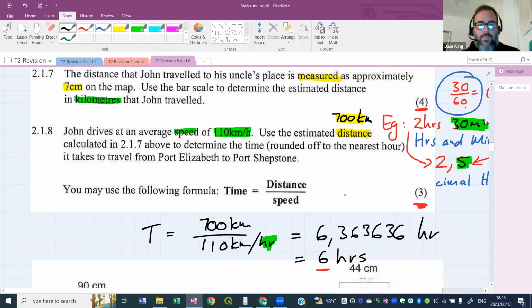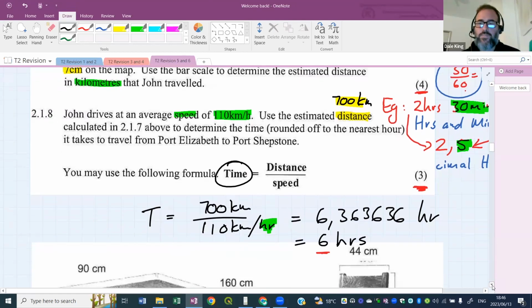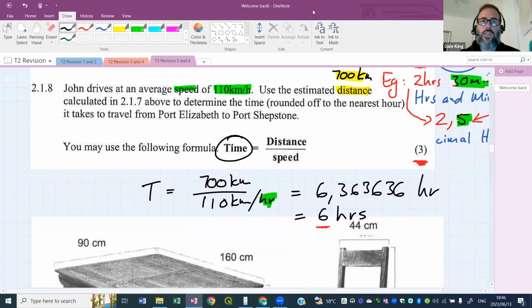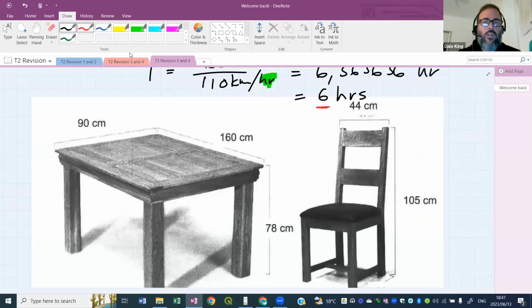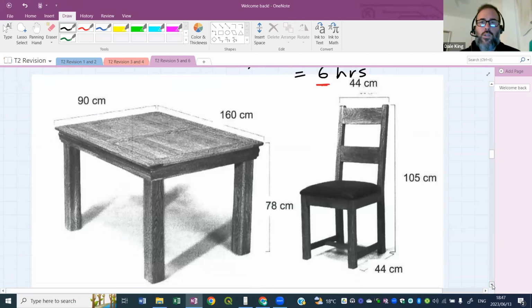Excellent. I think we get an idea of the speed, distance, time formula. Just remember time, always in decimal hours. All right, let's have a look. Guys, remember, if there's any questions, please raise your hand, stop me. Let's have a look at the next question. All right, here we go.